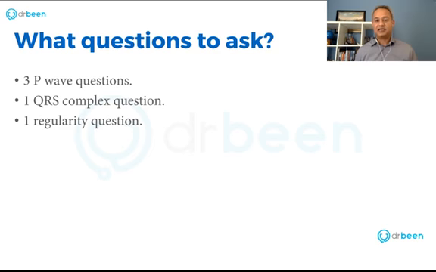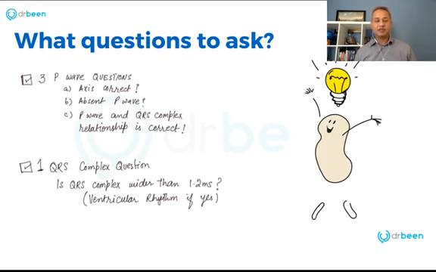So first thing is, there are 3 P wave questions to ask, 1 QRS complex question to ask, and 1 EKG regularity or the rhythm question to ask. So here, please remember this: 1, 3, 1. 1 rhythm question to ask, then 1 question to ask about the QRS, and 3 questions to ask about the P wave. Okay, so what are the 3 P wave questions?